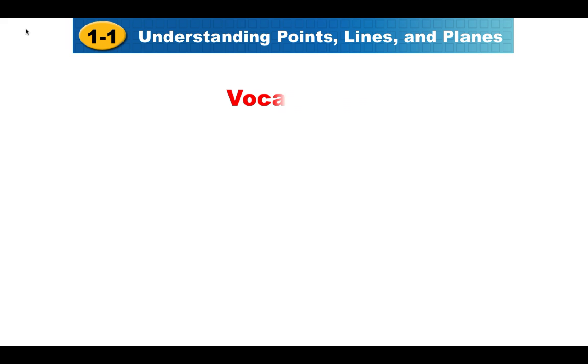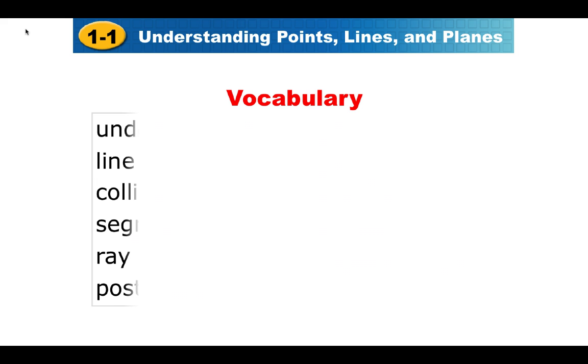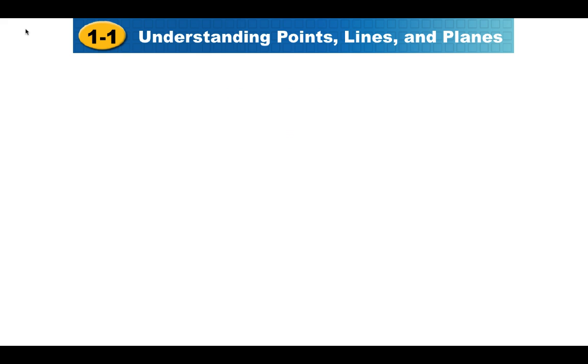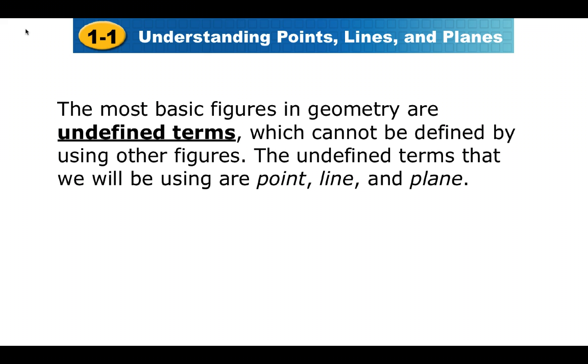Next slide is the vocabulary. By the end of this lesson, you should be familiar with the following terms: undefined term, line, collinear, segment, ray, postulate, point, plane, coplanar, endpoint, and opposite rays. Next slide, let me just read this to you. The most basic figures in geometry are undefined terms, which cannot be defined by using other figures. The undefined terms that we'll be using in this course are point, line, and plane.